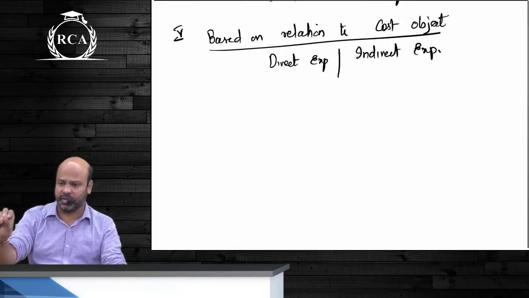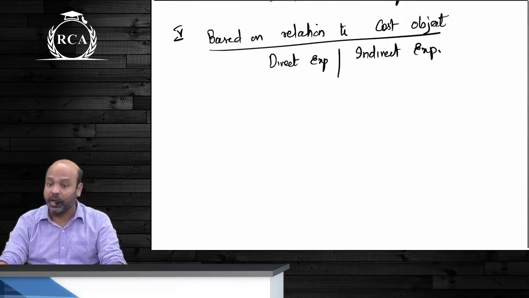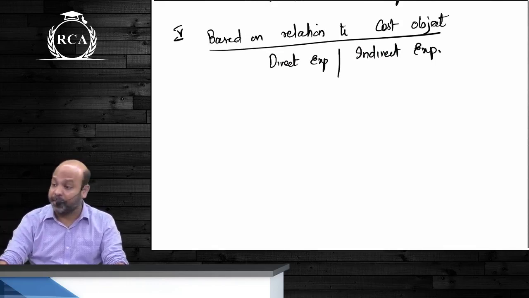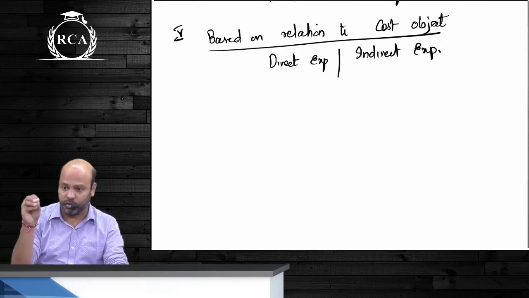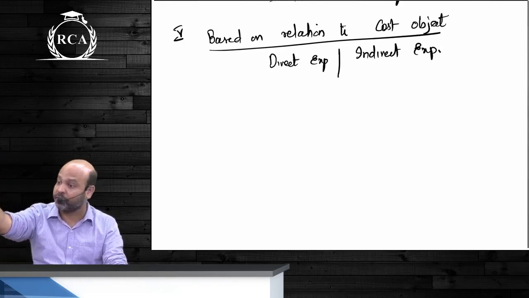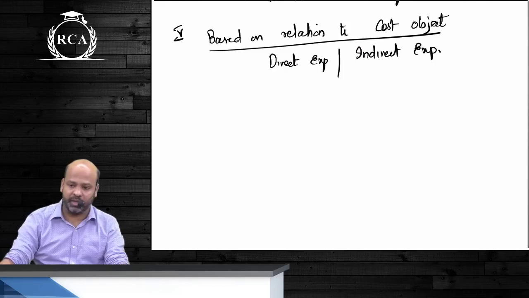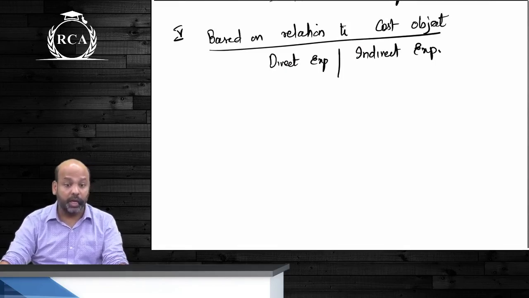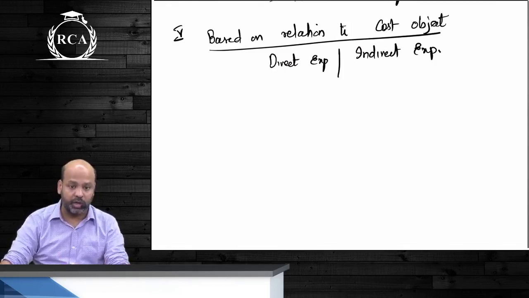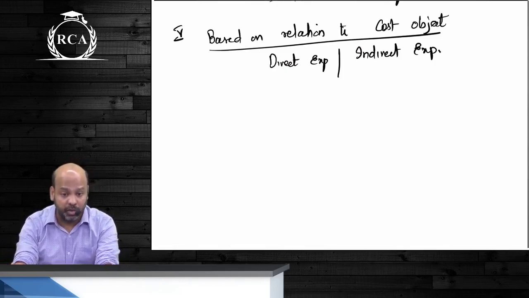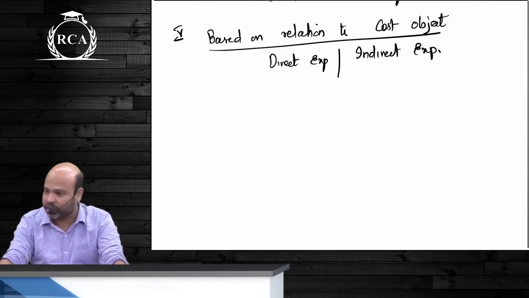Electricity expenditure, guys, direct or indirect? Indirect expenditure. The employee who's working on manufacturing the product, direct or indirect? Direct expenditure. You know that so much of wage is being paid only for this product. Supervisor, direct or indirect? Indirect. Supervisor is not involved in manufacturing activity. His job is only to oversee the functioning of the organization.